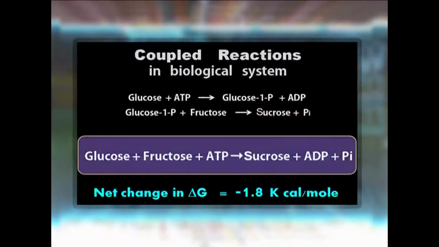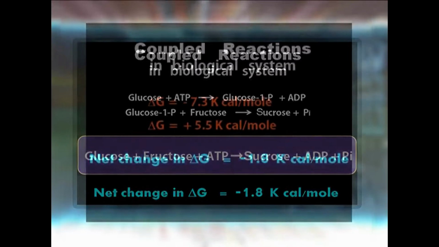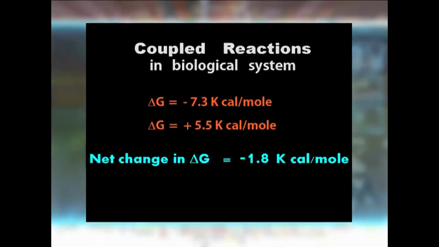And if you look at the overall reaction, it becomes glucose plus fructose plus ATP becomes sucrose plus ADP plus Pi, and the net change of free energy, that is delta G, is minus 7.3 plus 5.5, which is minus 1.8. That means when these two reactions are coupled, the change of delta G is minus 1.8 kilocalorie per mole, and the reaction of formation of sucrose from glucose plus fructose when coupled with hydrolysis of ATP becomes spontaneous in nature.